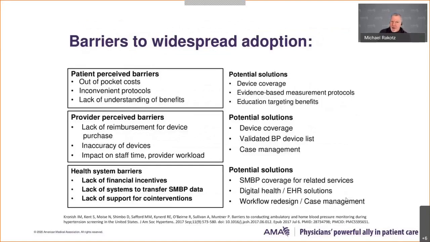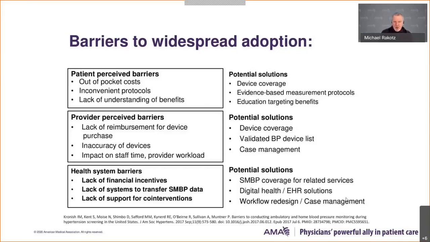So let's talk very briefly about barriers to widespread adoption and why this isn't happening everywhere. There are patient perceived barriers, provider perceived barriers, and health system barriers that we're going to talk about briefly. And I think that the main barrier for patients really continues to be out-of-pocket costs for purchasing devices. And that is something that, of course, the solution for would be coverage. And some of the other speakers are going to talk about that just a little bit, but how that barrier can be overcome is extremely important. We have to put a lot of effort there.